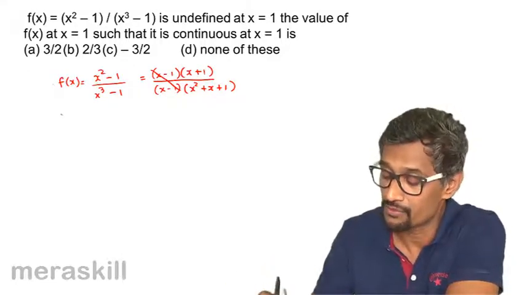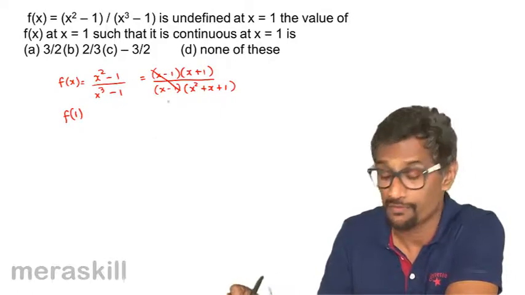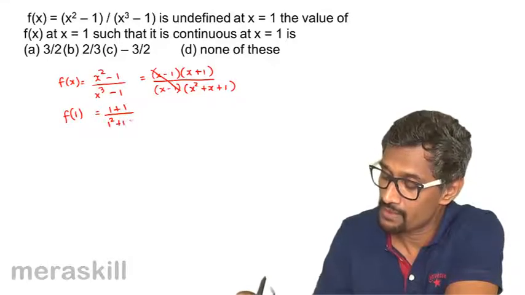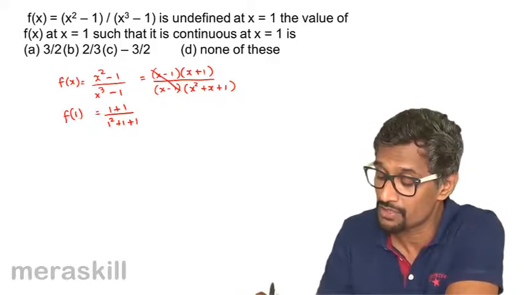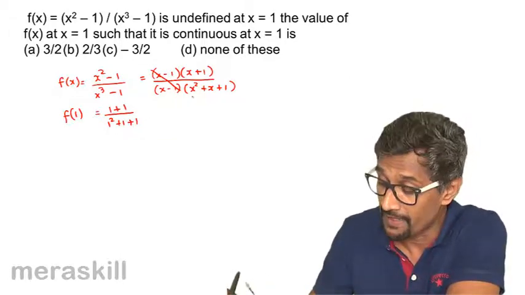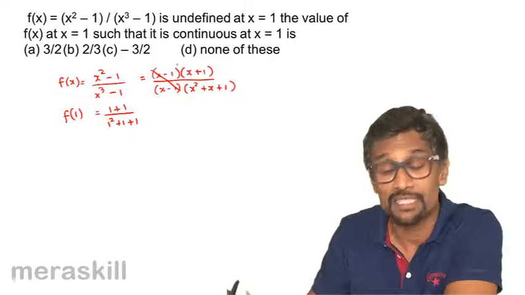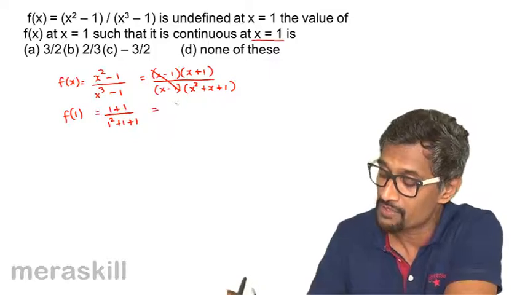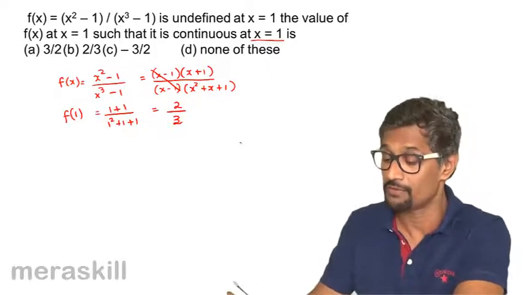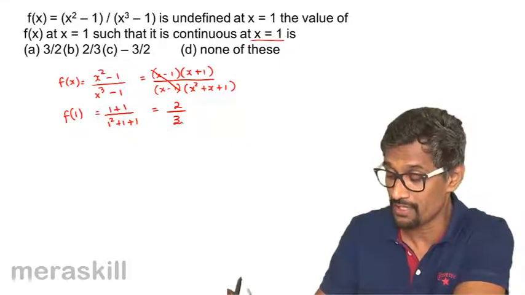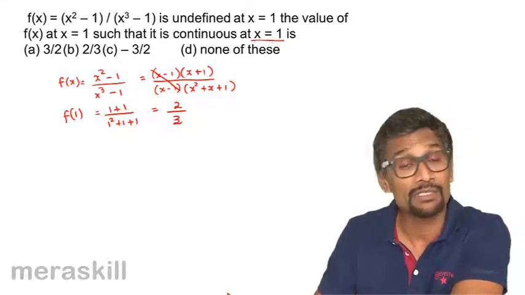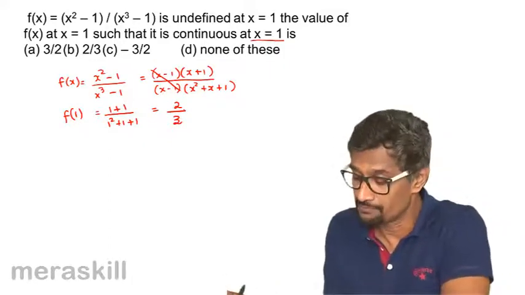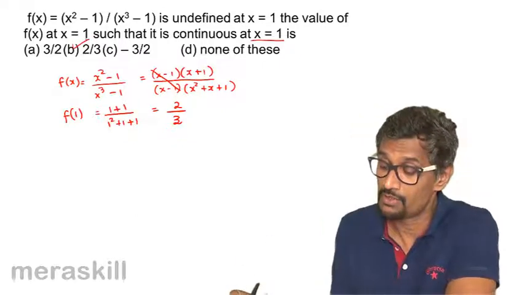To make it continuous, we need to find f of 1 itself. So you get 1 plus 1 upon 1 squared plus 1 plus 1. When you say the function is continuous at x equal to 1, it means you need to factorize and make the function a determinate function, and then for that particular value of x, find the value of f of x, which is going to be 2 by 3. So the value of the function f of x will be 2 by 3 when x is equal to 1, so that it becomes continuous at x equal to 1. So f of 1 is going to be 2 by 3, which is option number B.